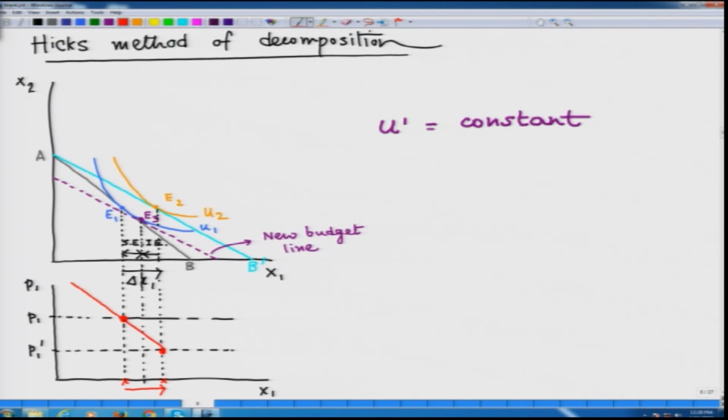Note that I am joining them by a straight line, it may not have to be a straight line, for simplicity's sake I am joining them by straight line. So, this is known as Marshallian demand function. As this is the mostly used demand function in economics, this is also known as ordinary demand function.